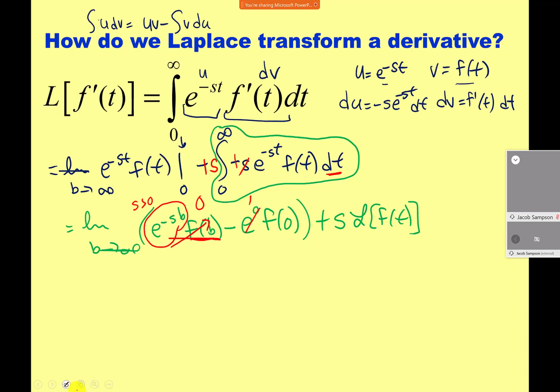So let's write down what we have, and I'm going to turn it around and put this piece first, and then this piece next. So we have s times the Laplace transform of the function minus the function's initial value. And that's what we got when we Laplace transformed the derivative.